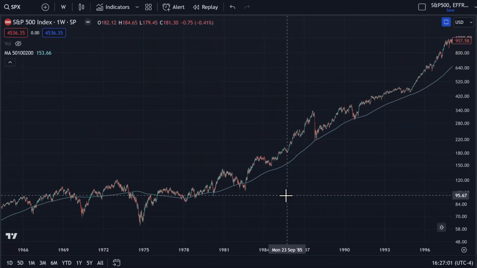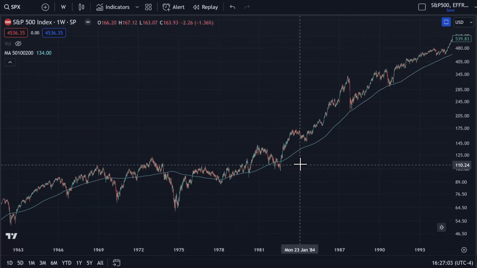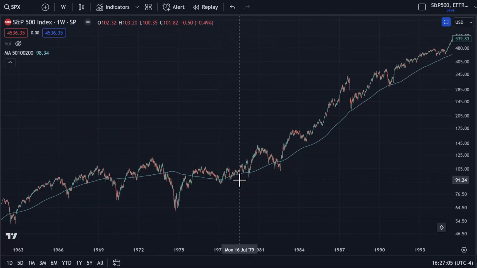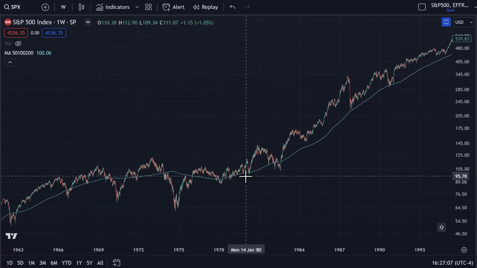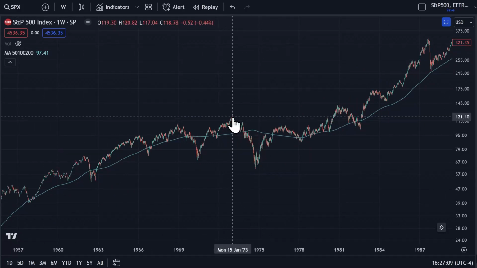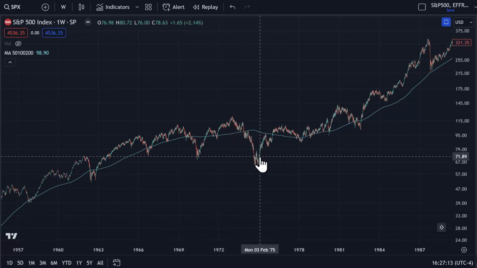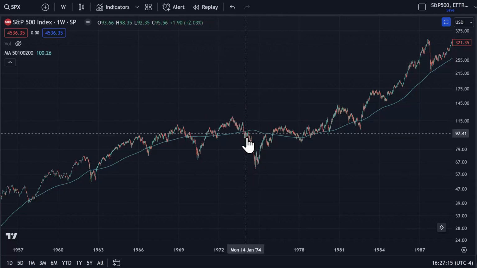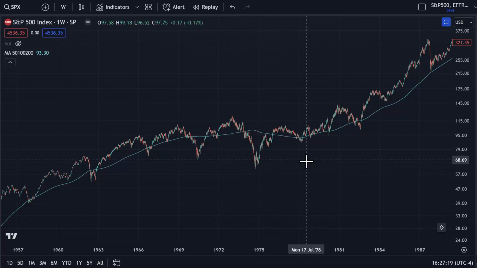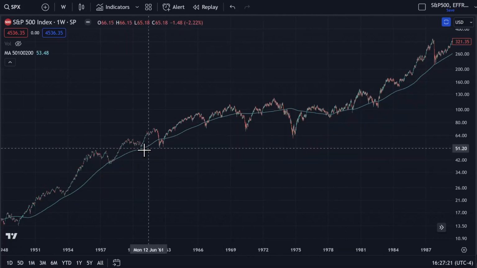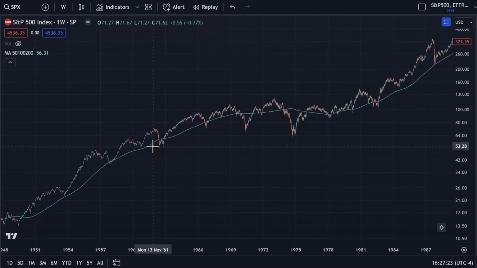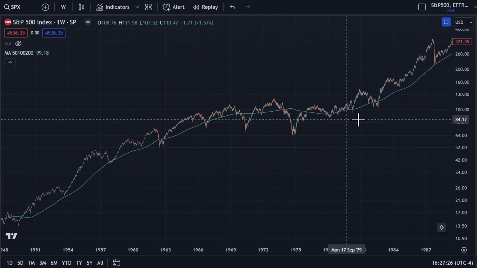Where's the next major crash below that 200-day moving average? There's a couple little short dips. We're not going to worry about that too much. Right here in the 1970s, between 1974 and 1975 was a massive crash, dropping significantly below the 200-day moving average. But you can see there's not a whole lot of times where this has happened. It's really a fairly rare occurrence.